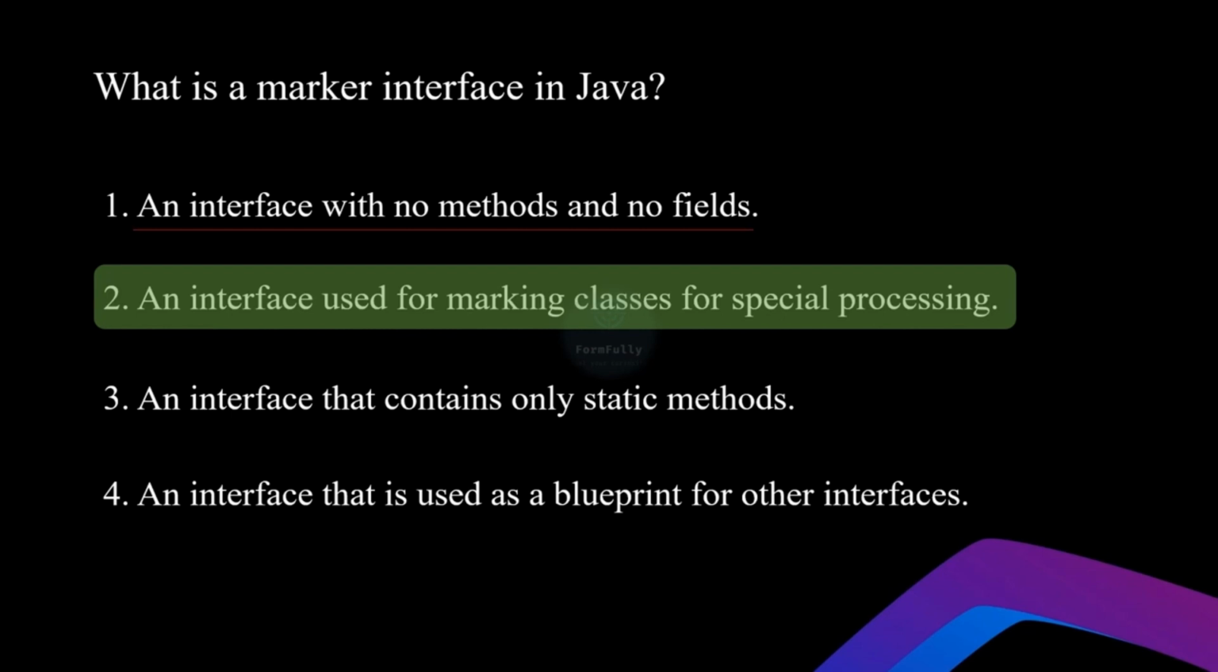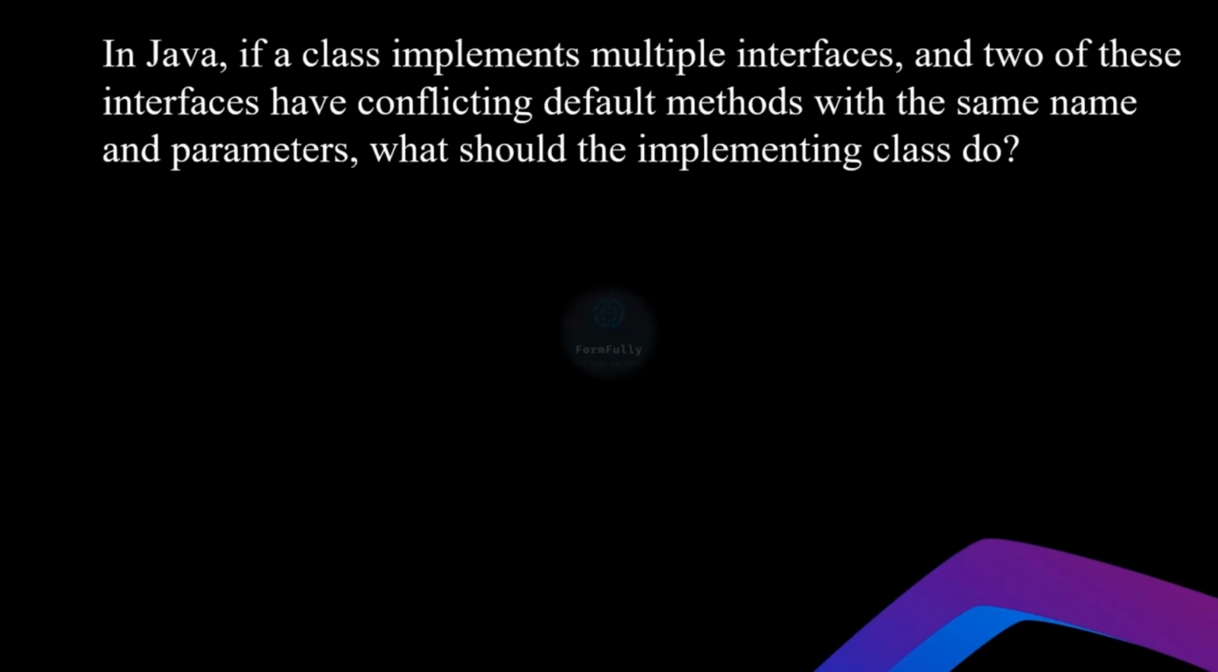Option A is incorrect as a marker interface can have fields. Option C is incorrect because a marker interface doesn't necessarily contain static methods. Option D is incorrect because marker interfaces are not used as a blueprint for other interfaces. So option 2 is correct. Moving to the next question.